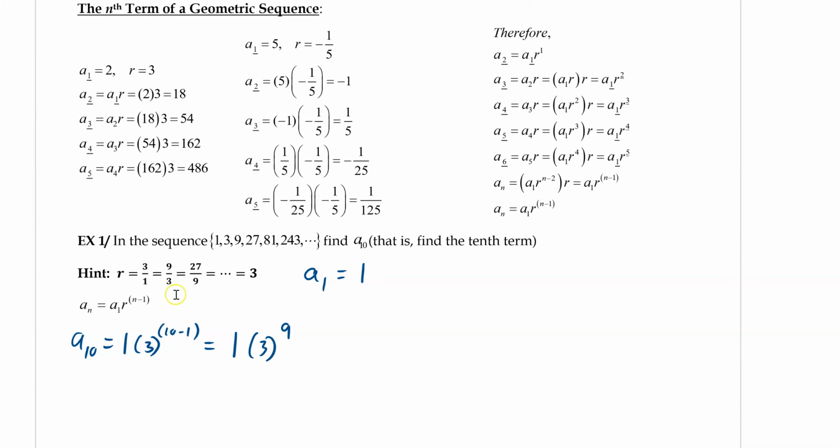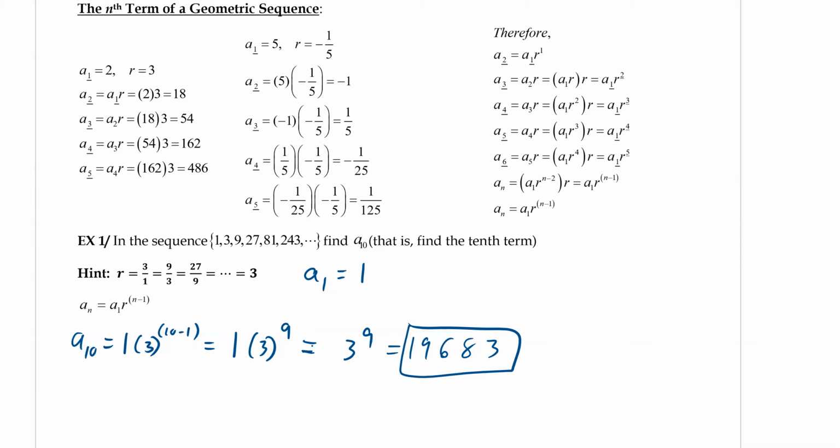Like we were talking about, if you have the 10th term, that would be 9 ratios. So we end up with 3 to the power of 9, which we can then plug in our calculator, which becomes 19,683. So that is our 10th term.